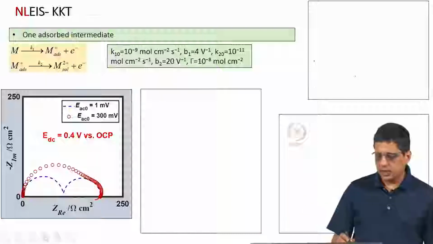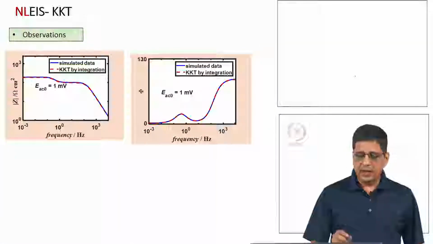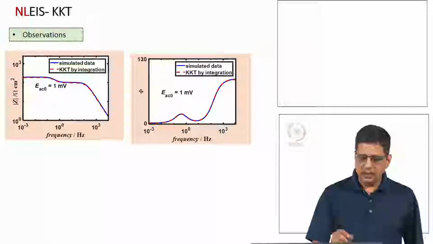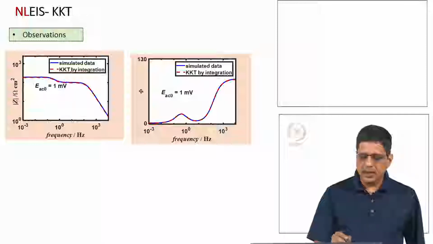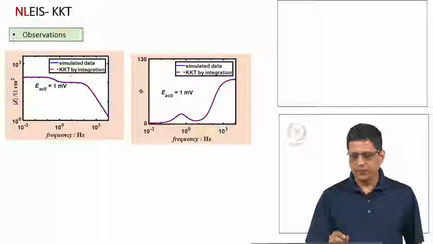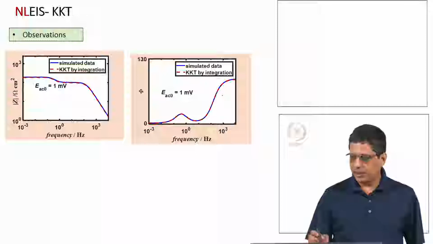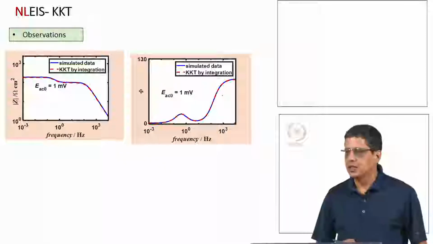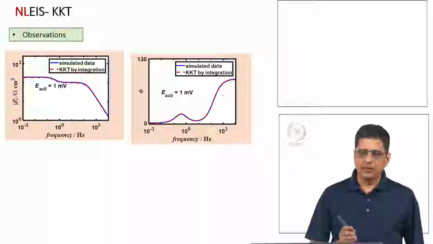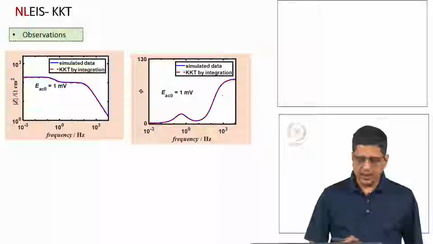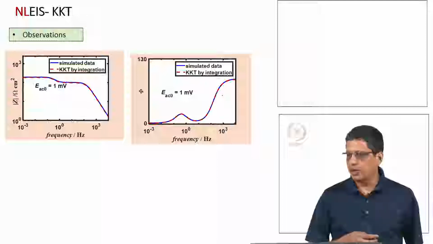This is the spectra that we get, and if we take 1 millivolt data and apply KKT, the simulated data is what we have shown earlier as the blue color line, and for the transform data we use the software provided by Professor McDonald and we get the KKT by integration. They pretty much overlap. So, you can say yes, this is not violating KKT, therefore, this is KKT compliant, and of course, we know it is coming from a small amplitude perturbation.